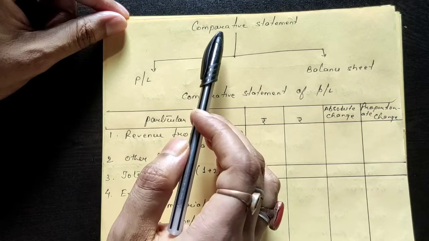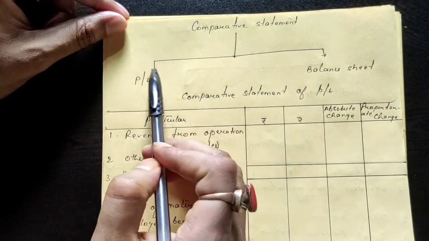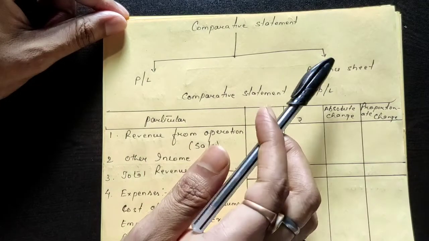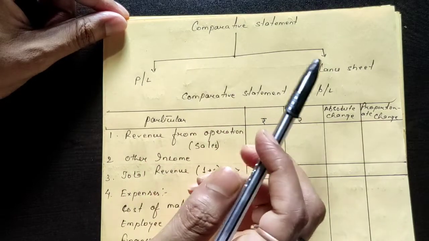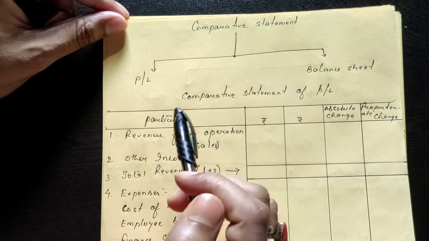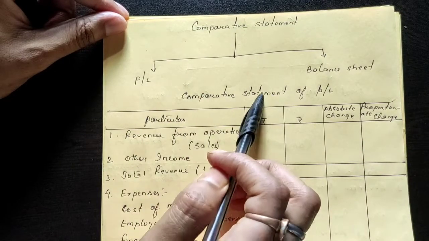First of all, know that comparative statement is divided into two groups. First is profit and loss, and the second one is balance sheet. Both are different. They have their different way of presenting in the format. Okay, so first of all we'll learn about profit and loss. Now, comparative statement of profit and loss.